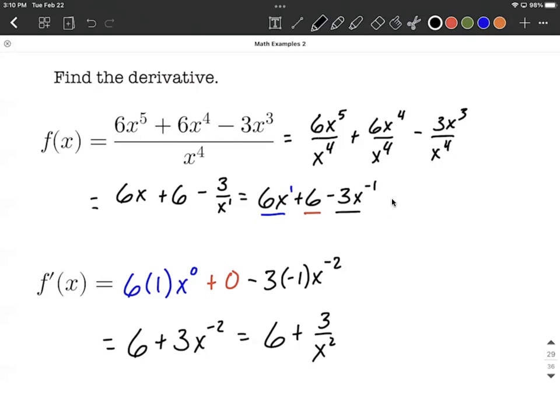All right, hope this helps out. Good luck. Keep working on these derivative rules and strategically rewriting these to make them easier.